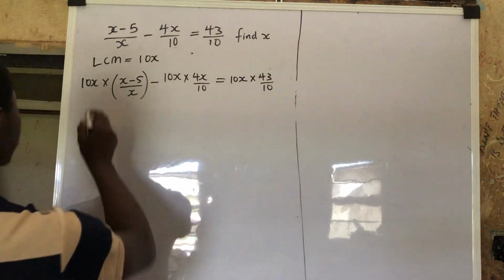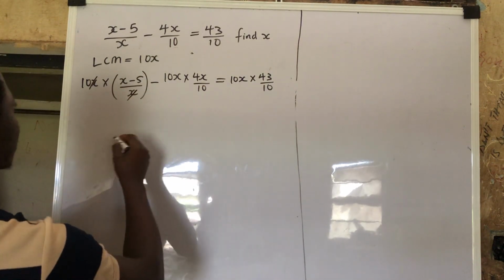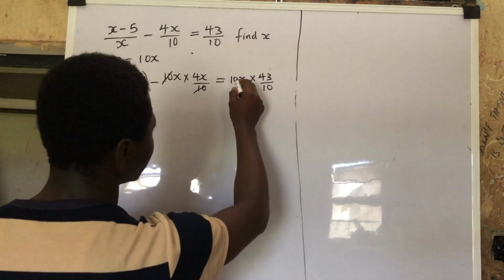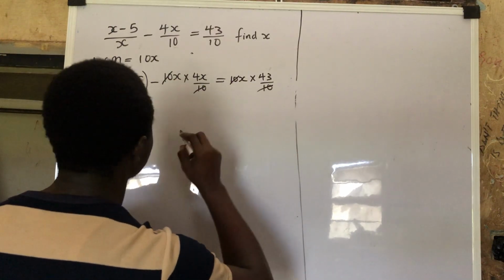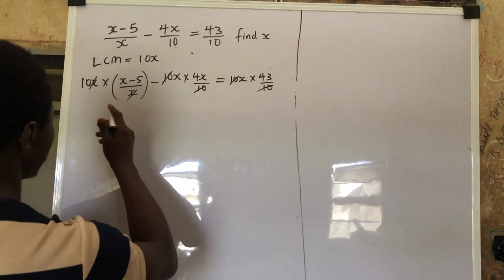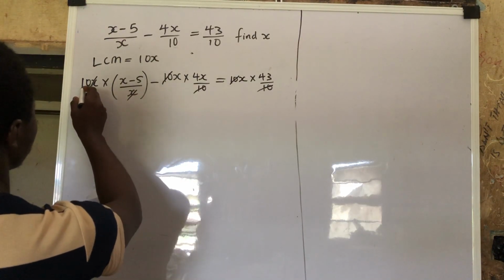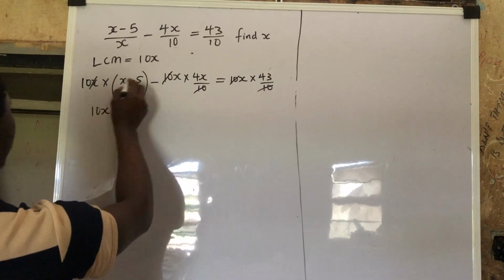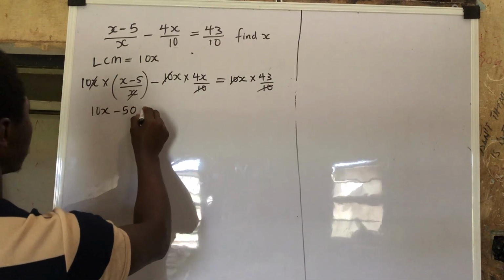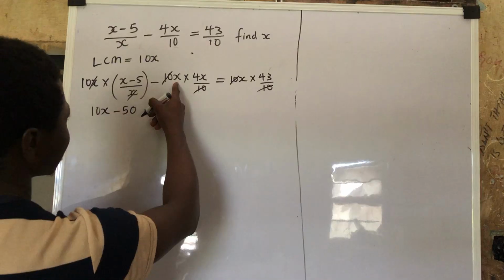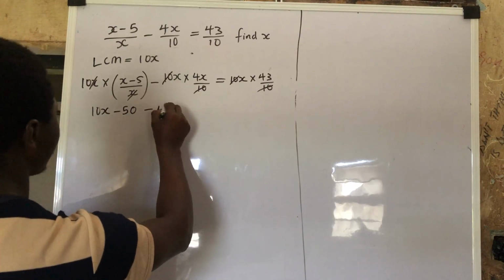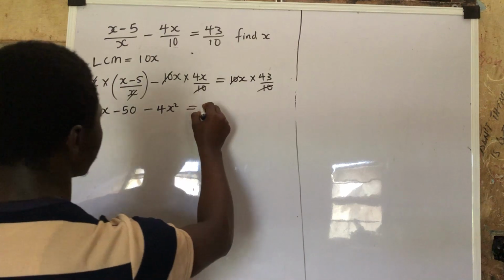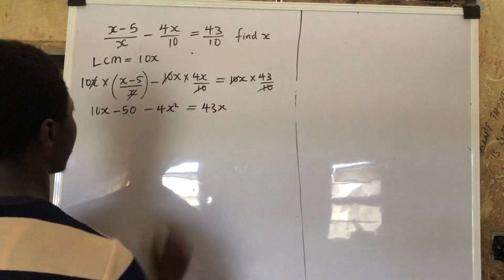Now in this case, x we cancel x. Here 10 we cancel 10, and then coming to this 10 we equally cancel 10. So let us open the parentheses. 10 multiplied by x, that's 10x, minus 10 times 5, that's 50, minus x times 4x, that's 4x squared, equals x times 43, that's 43x.